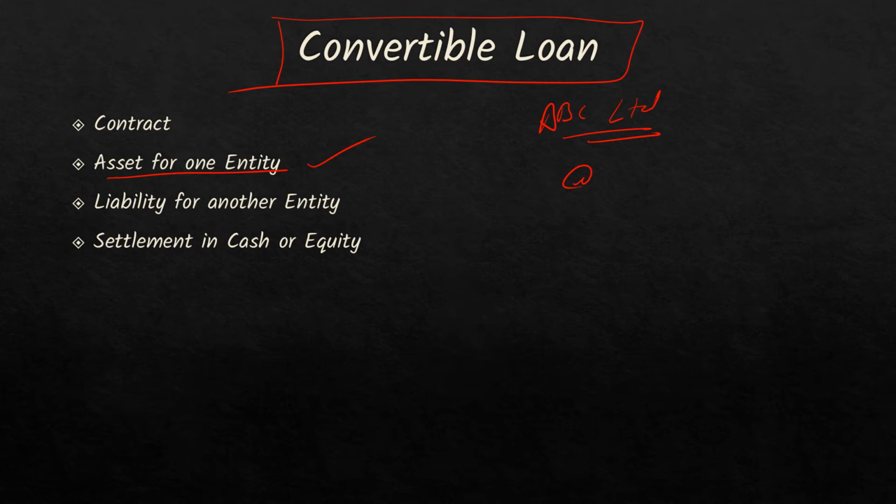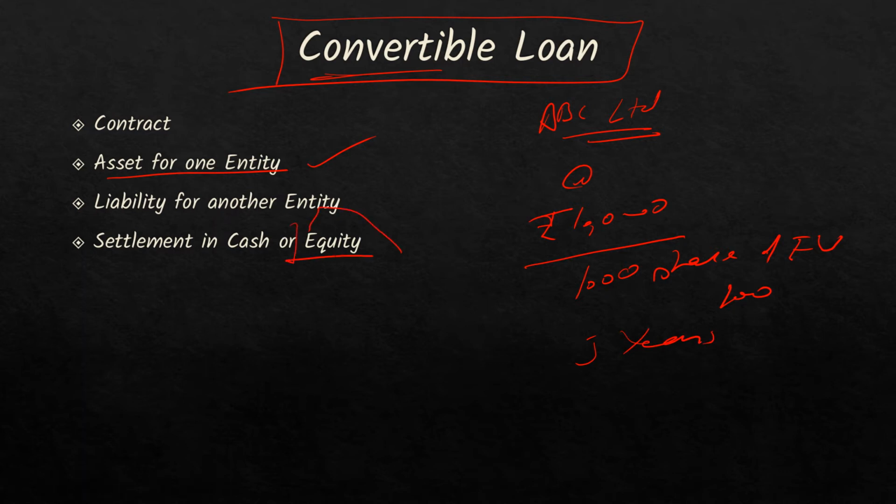But how is that getting settled? Convertible. So when the term is over, you will be receiving, like you have given a loan of 10,000, you will receive 1,000 shares of face value 100 after the term of the loan, let's say 5 years. So how is it settling? It is settling in equity. So the answer for this contract is yes, asset is there, liability is there, and it is settling in equity. So a convertible loan is nothing but a financial instrument.